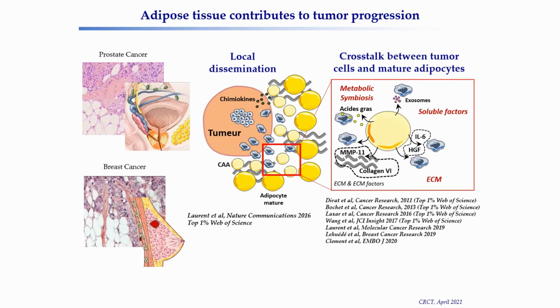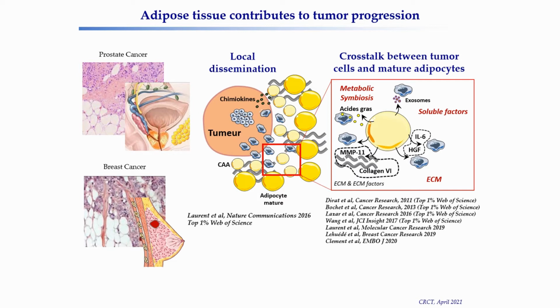So as I told you, the main topic of our team has been to work on the relationship between adipose tissue and cancer progression, and we have been mostly working on prostate and breast cancer. Our key result was to show that surrounding adipose tissue is able to chemo-attract cancer cells to favor local dissemination, as we have exemplified in prostate cancer.